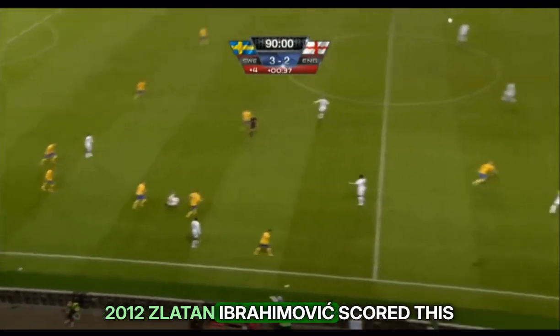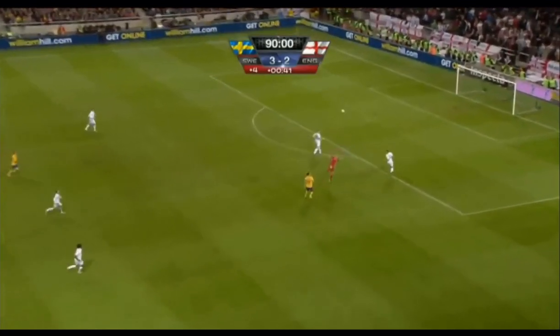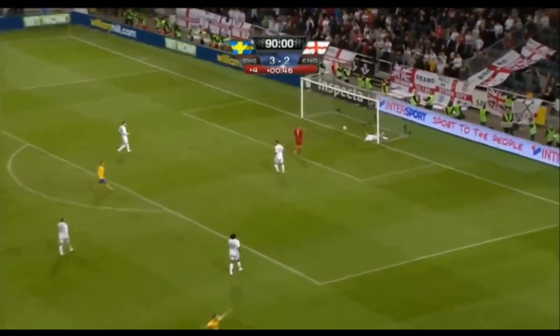2012, Zlatan Ibrahimovic scored this amazing bicycle kick for Sweden against England. Hart didn't quite get that right. Oh, look at that! That is absolutely astonishing!